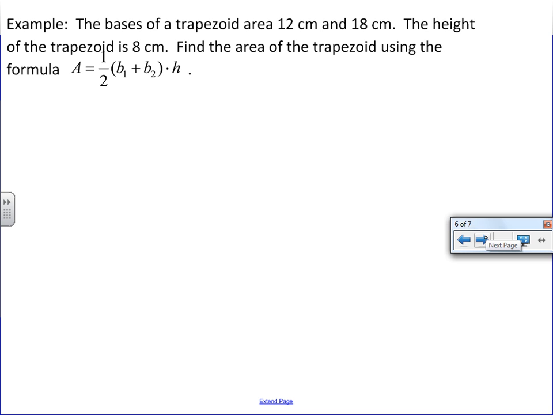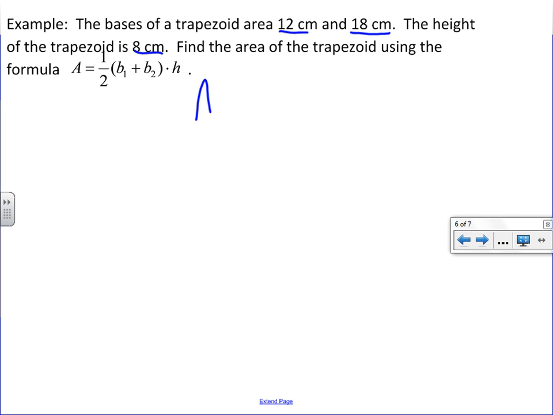Alright, the bases of a trapezoid are 12 centimeters and 18 centimeters, so this is B1, B2. The height is 8 centimeters. Find the area of the trapezoid using the formula. Area equals 1/2 the quantity of base 1 plus base 2 times the height. Please pause the video and give them an opportunity to do this on their own paper. When they are finished, play the video so they can check their work.